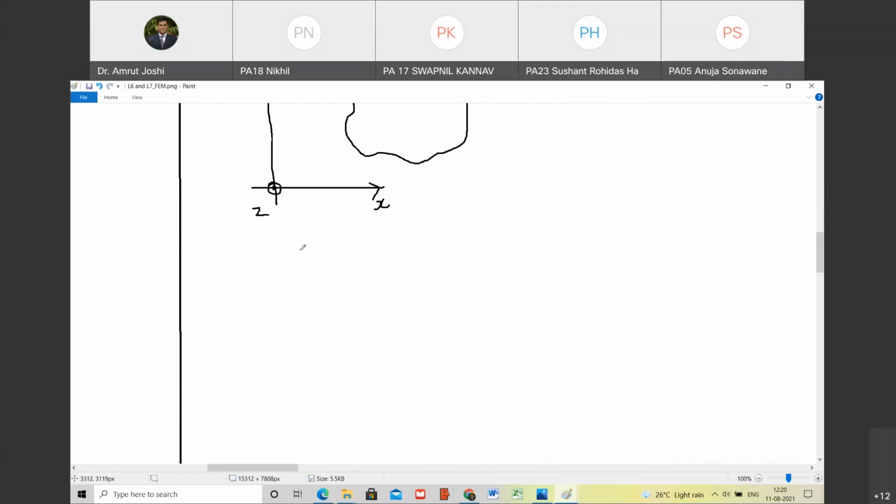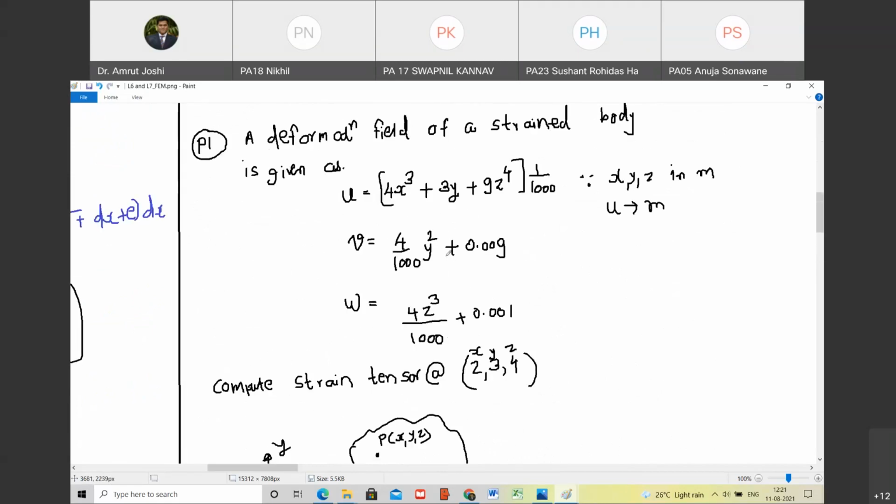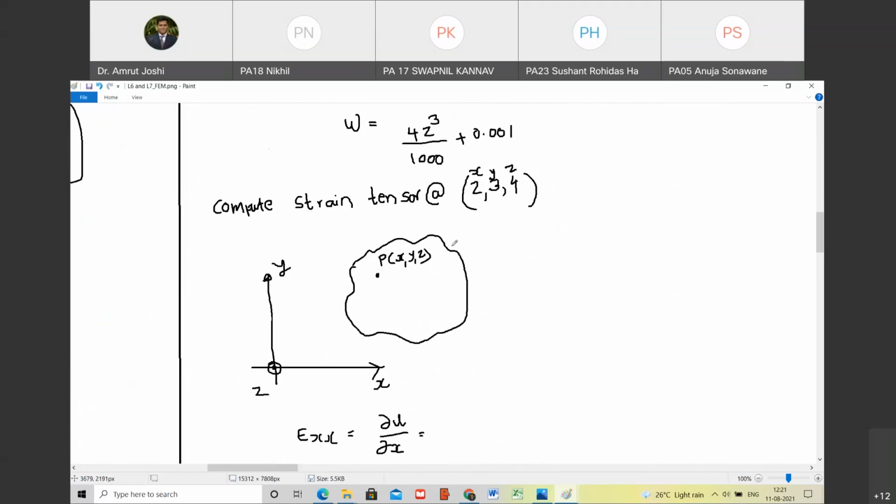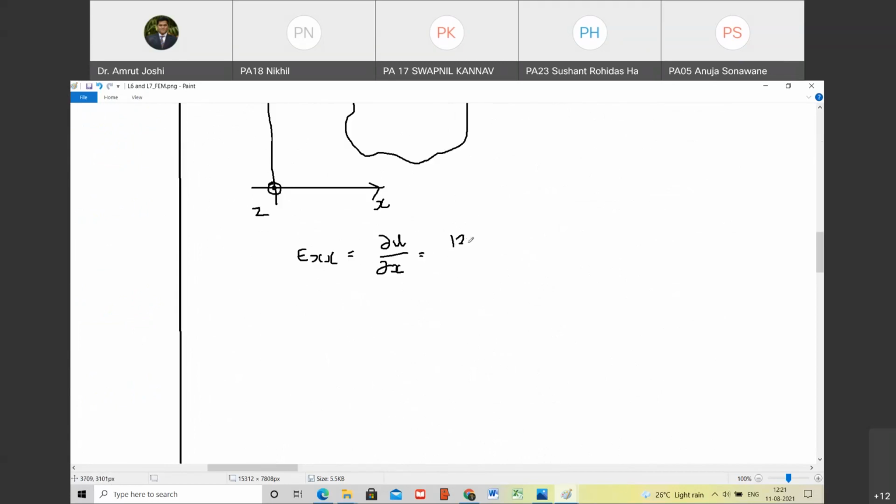So how do you find out that? So I will write down epsilon xx is equal to dou u by dou x. Do you agree with me? Yes, sir. What is u? जरा dou u by dou x कितना होगा बताओ मुझे. Is it going to be 12x square by 1000? Yes. Other terms do not involve x, so therefore they are going to vanish. So it is going to be 12x square by 1000. Do you agree with me?